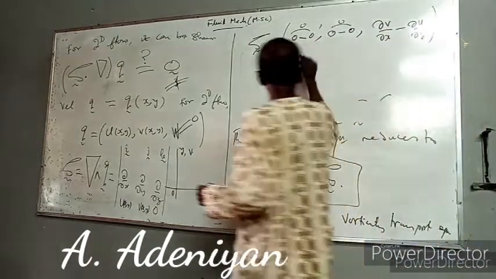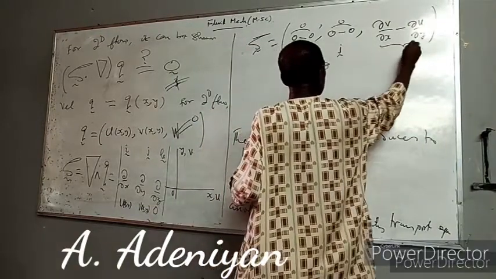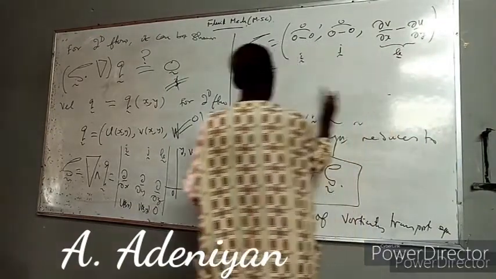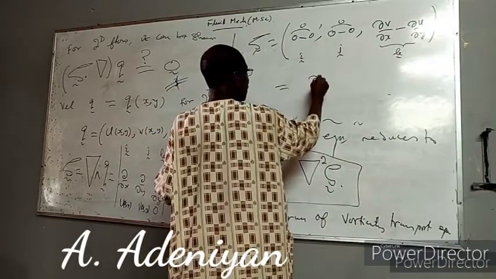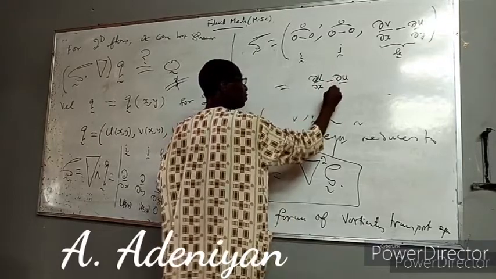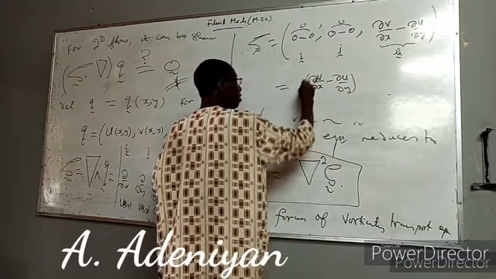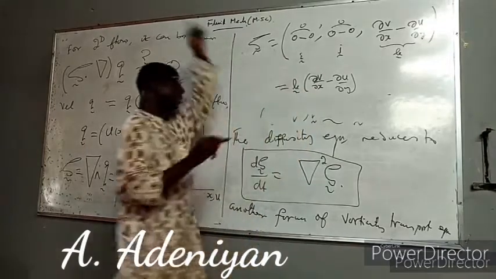So you can write, if this is I, J, and this is K, that this is just going to be ∂V/∂x minus ∂U/∂y. The component is along what? Along K. So it is along the vertical.